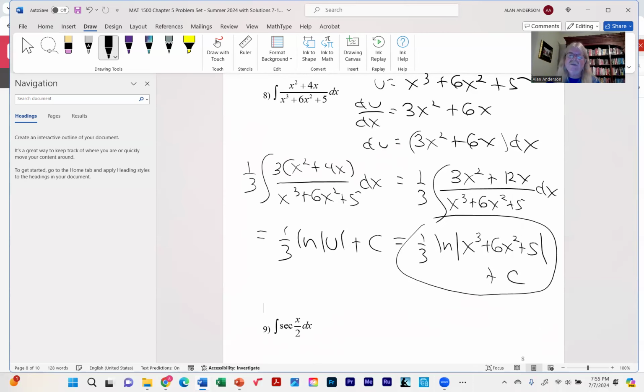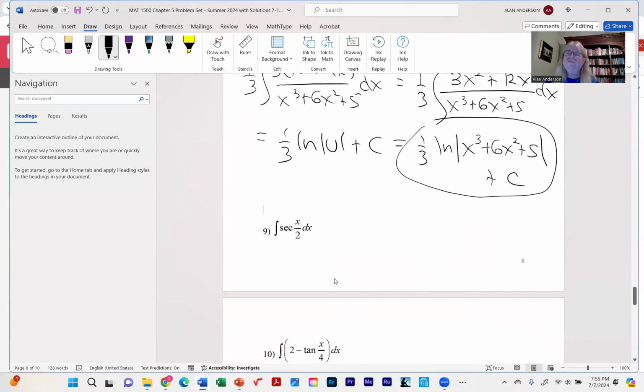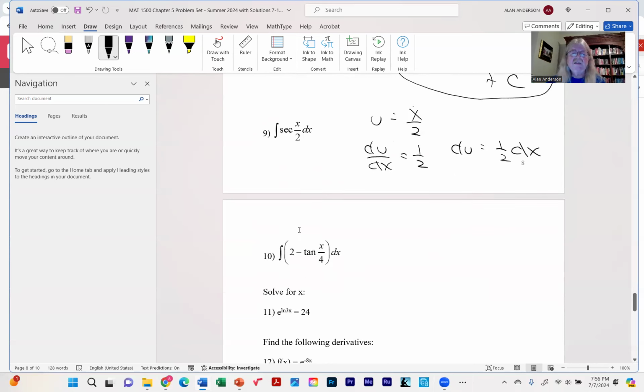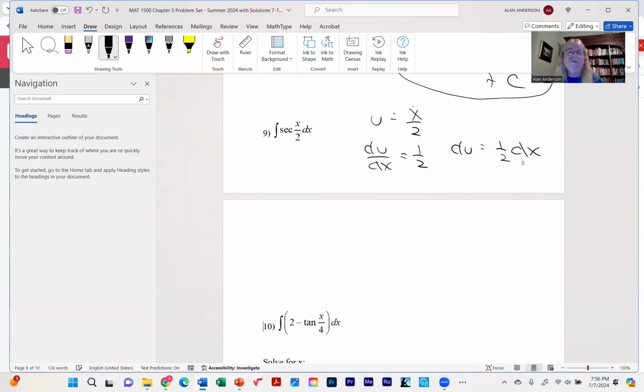Now, we didn't get so lucky with this one. Now, once you get involved with trig functions, you'll probably need to consult either the slides or the book for the formulas. But here, if you notice, we can think of this as u equals x over 2, and that means we do need to supply the 2. Or the 1/2, I should say.